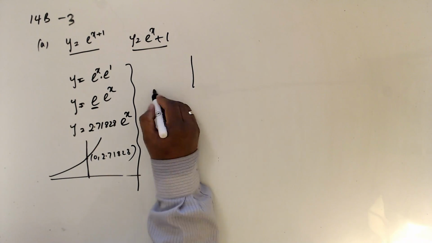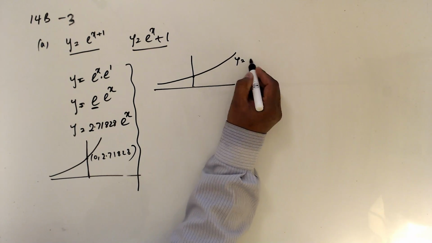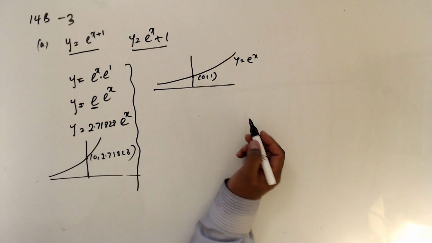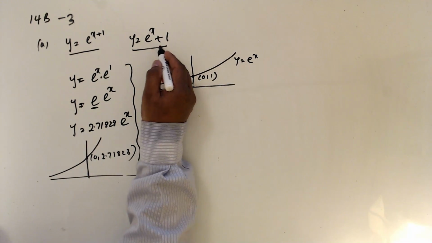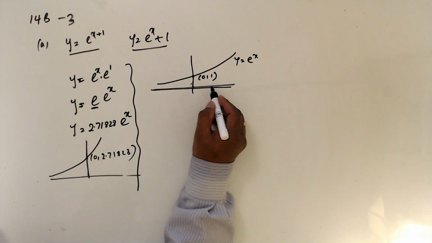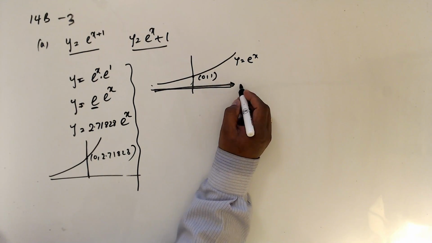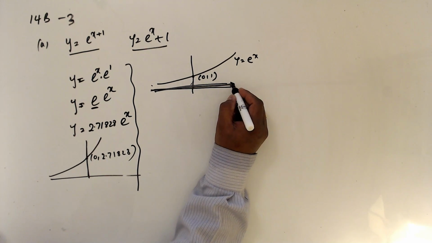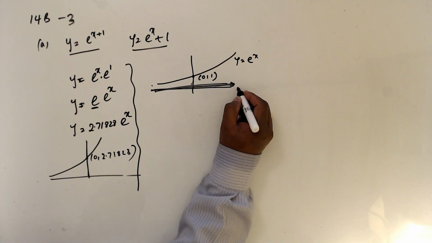First of all, y equals e^x. This is the y equals e^x graph. This is (0, 1). Now this is the horizontal asymptote, this line. This is also a horizontal asymptote, overlapping with the x-axis.